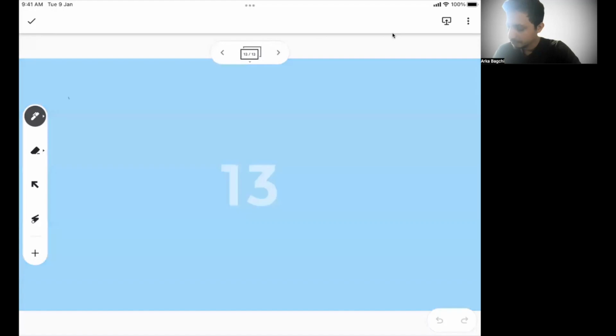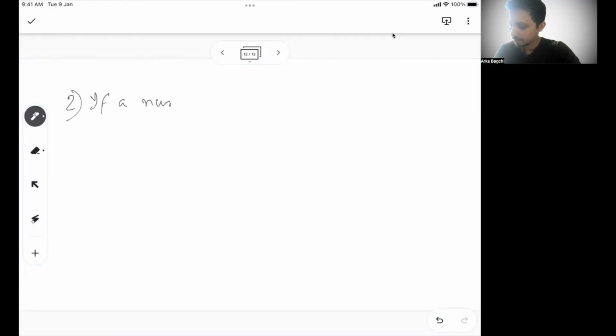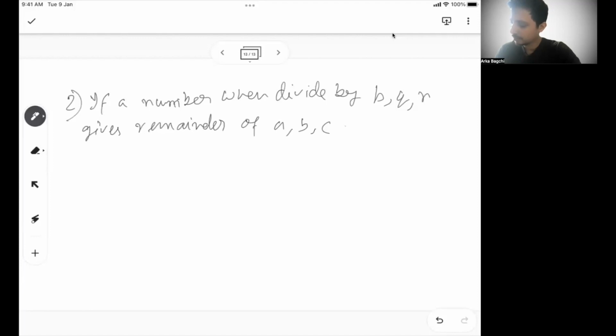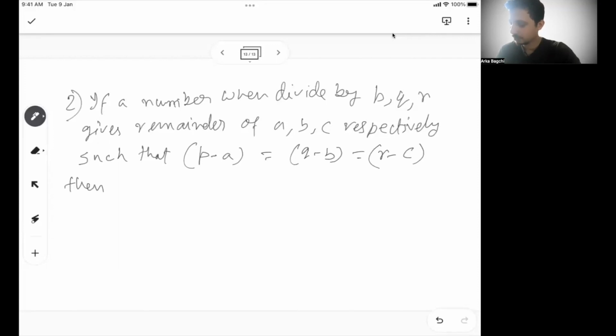Okay. The second formula: if a number when divided by P, Q, R gives remainders of A, B, C respectively, such that P minus A is equal to Q minus B equal to R minus C, then the number N is equal to LCM of P, Q, R into K minus Y, where Y is that common difference.